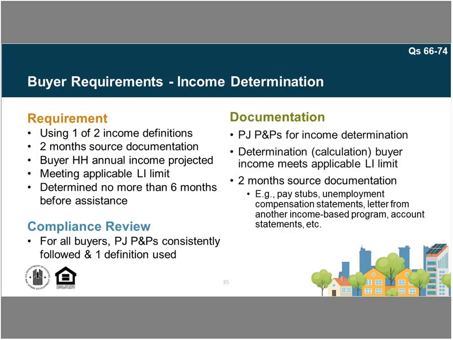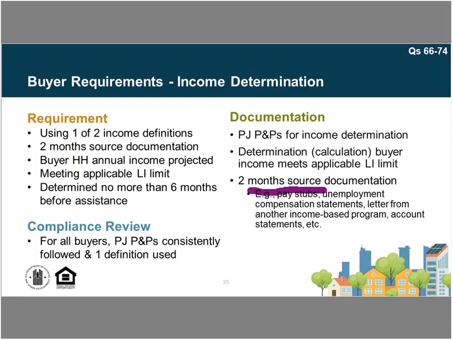We want to see documentation that you actually reviewed the income. Maybe you're using the income calculator, it's available on the HUD Exchange. That's a great tool where you input all that information and actually print out whether they're income qualified or not. You want to be showing source documentation. And so what do we mean by source documentation? That's actual copies of a pay stub or unemployment compensation, maybe a letter from another income-based program such as Social Security, or bank account statement. So you actually want to have copies of these in the file.